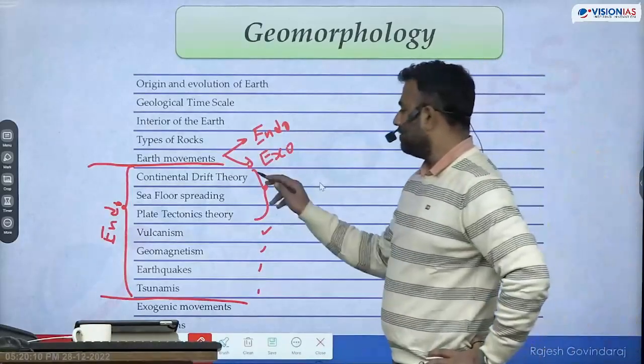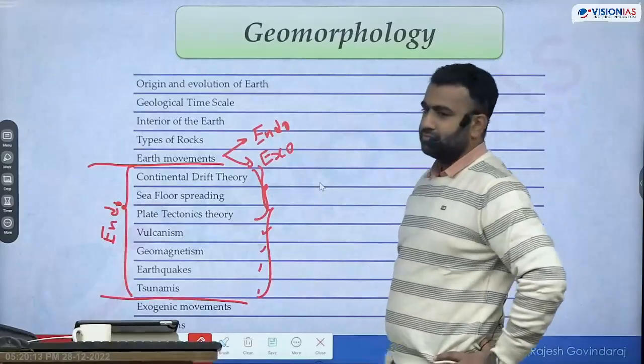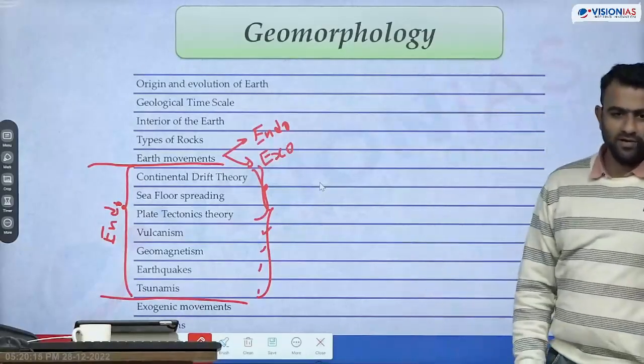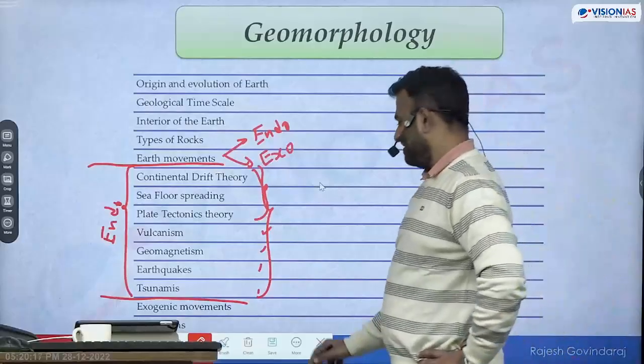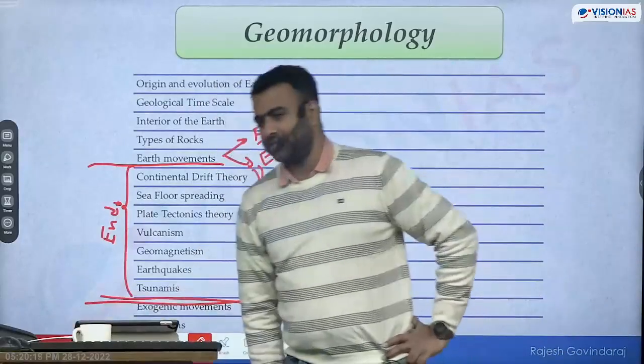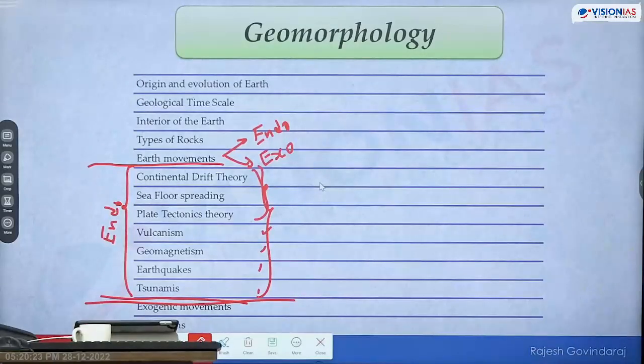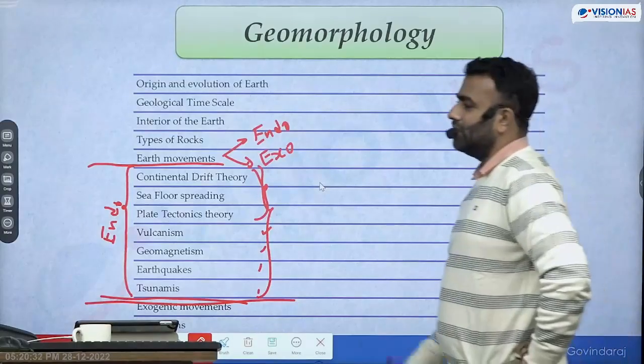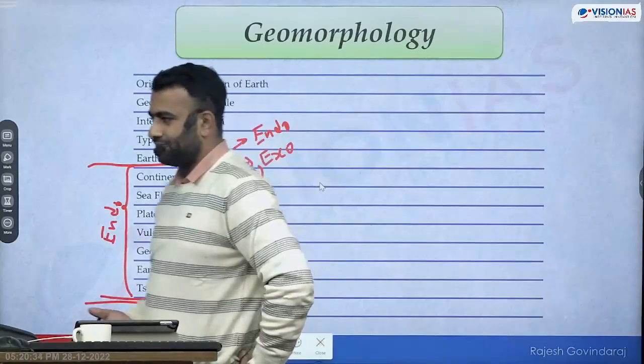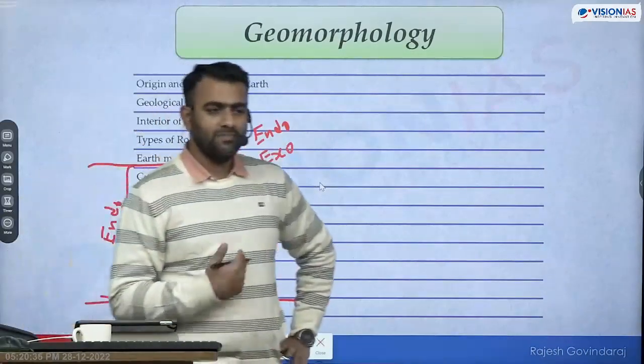ठीक है? So we have a clear idea about endogenetic. है? Clear idea है? Let's talk about exogenetics. ठीक है? So what exactly are exogenetic movements? These are the movements on the surface of the earth but generated due to the forces acting outside the surface of earth. Okay, surface से बाहर से आ रहे हैं.